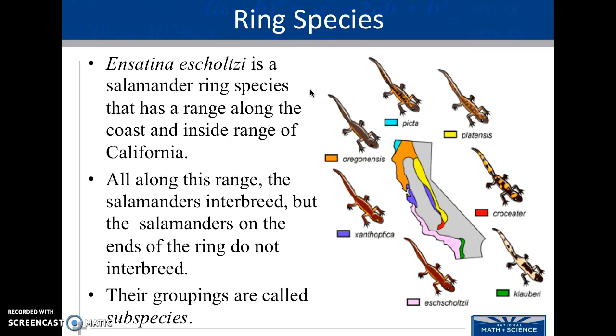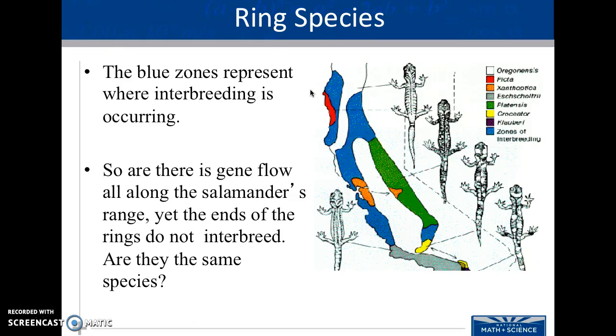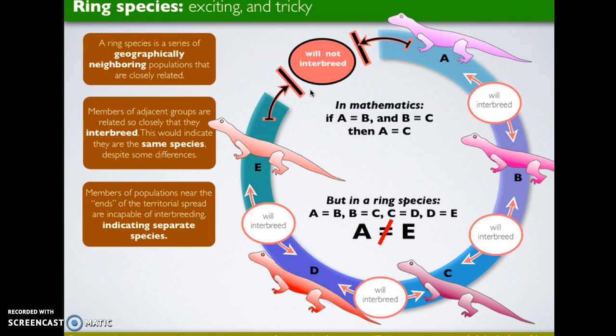Another ring species we see is these salamanders in California. Along the areas where these colors touch, they will interbreed a little bit, but technically they are all subspecies or different species. They can interbreed. This again shows the blue area where interbreeding occurs, but they don't by choice search out individuals of the other species to mate with.